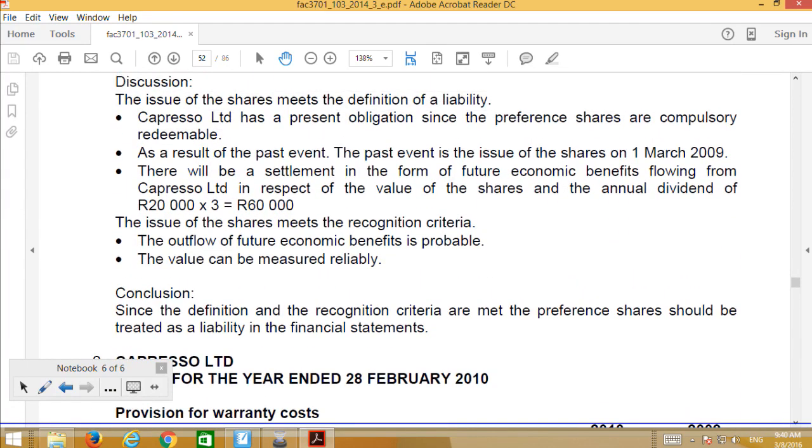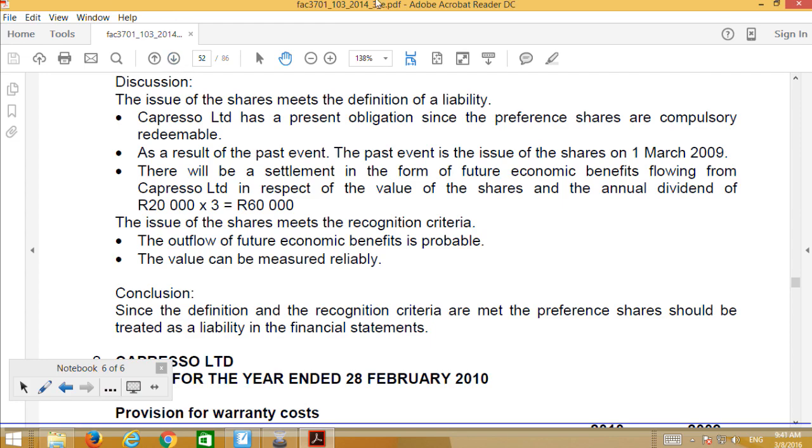In order for it to meet the definition, there needs to be a present obligation as a result of a past event, and there will be settlement, and they talk about how they all meet. They say they do have a present obligation because they're redeemable. There was a past event because they issued the shares. There will be settlement of future benefits because they will pay an annual dividend. And the outflow is probable and the value can be measured reliably. And then they come to a conclusion that it does meet definition and recognition criteria, and so it should be a liability. So it's quite a lot for 5 marks, isn't it? But you can see they do follow that 5-step approach. So that's the first one.